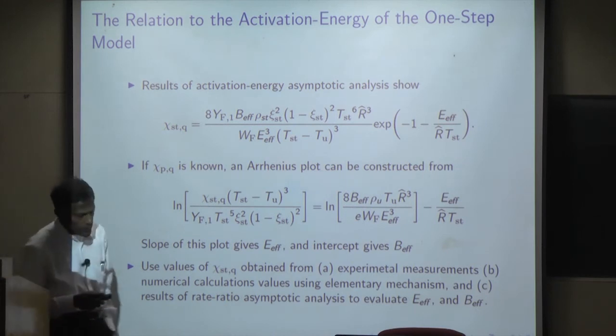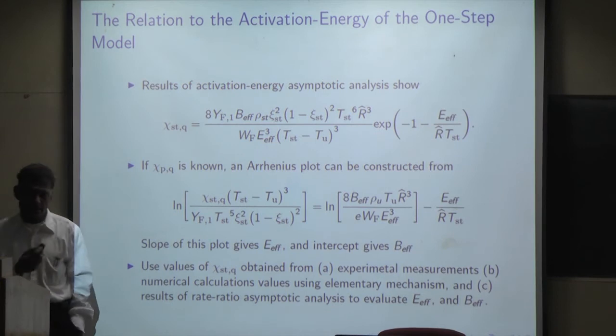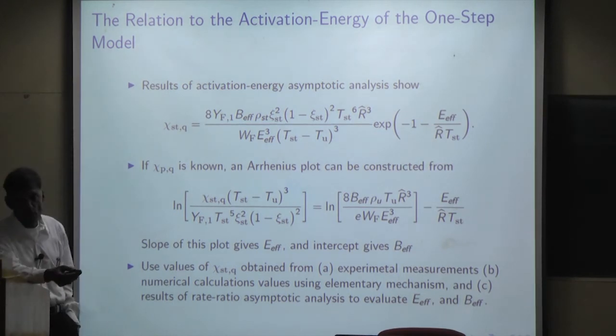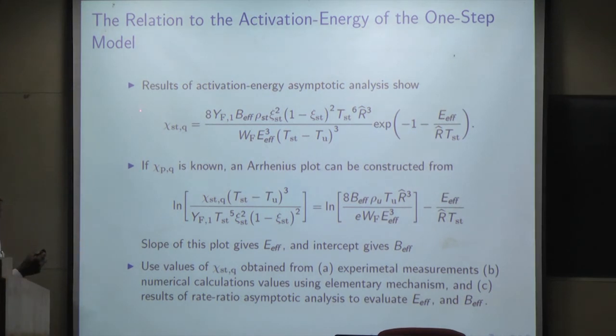Here's the other thing I want to point out. Remember that we looked at one-step asymptotic analysis, the cases where the one-step asymptotic works. So the question is, why does it work? Here I show you that from the activation energy asymptotic analysis, you get this result for the scalar dissipation rate at extinction. This is the result of activation energy asymptotics.